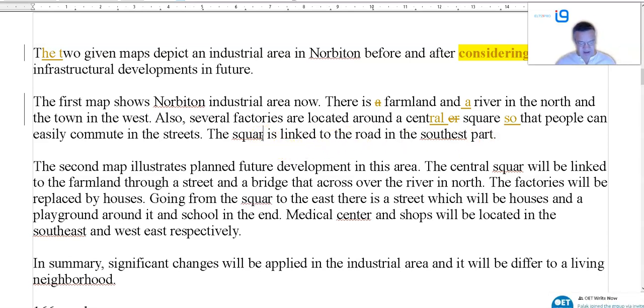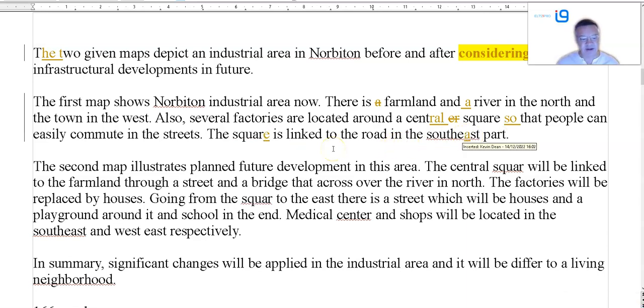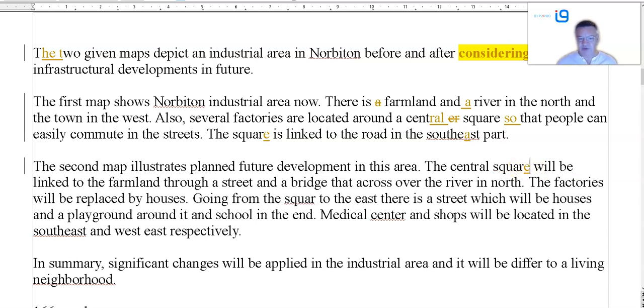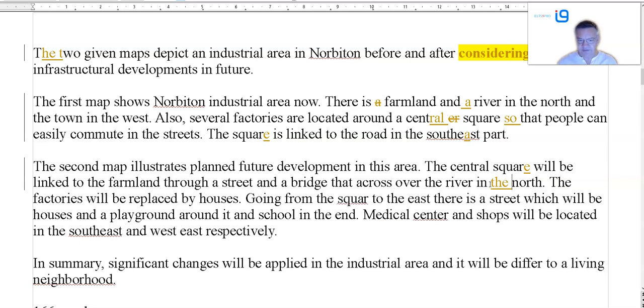"The square is linked to the road in the southeast part." So it's a roundabout, isn't it? It's not a square. "The second map illustrates planting jobs." The area of a central square or roundabout will be linked to the farmland through a street and a bridge that crosses over the river in the north or to the north. "Has replaced by houses going from what is a square." "To the east is a street which will be houses and a playground around it." What? So, which will have houses and a playground around it and a school at the end.